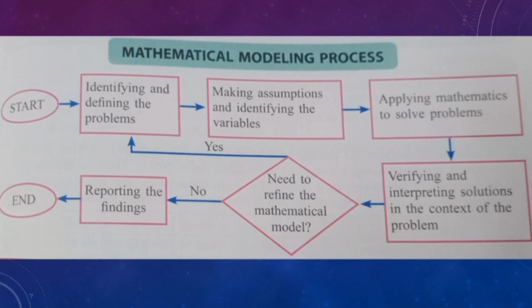In conclusion, the mathematical modeling process. Start. First part, identifying and defining the problem. Second part, making assumptions and identifying the variables. Third part, applying mathematics to solve the problem. Next part, verifying and interpreting the solution in the context of the problem. If we need to refine the mathematical model, repeat this step. If no, reporting the findings, and the end.